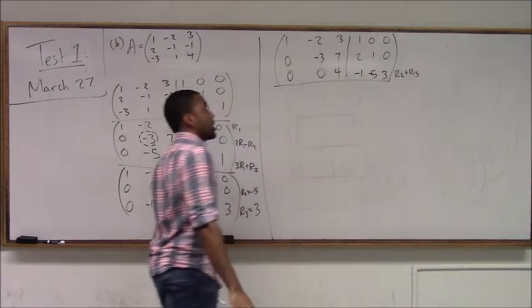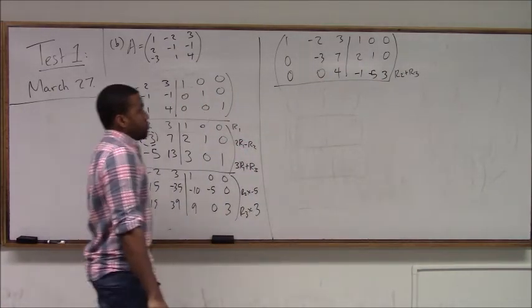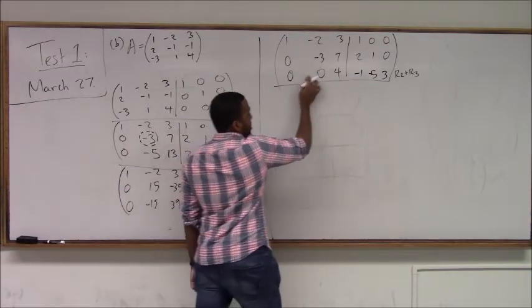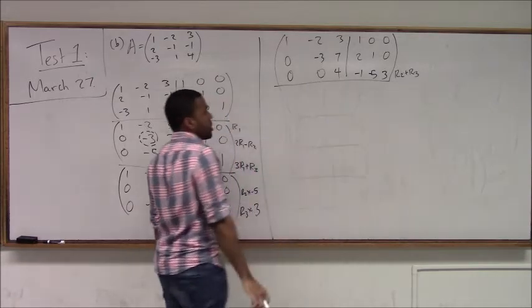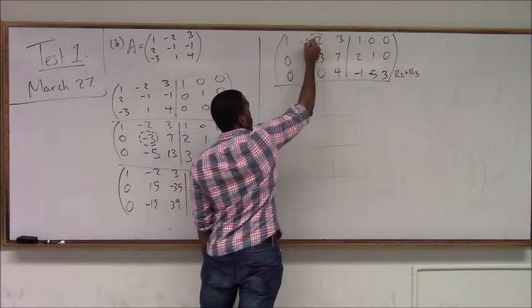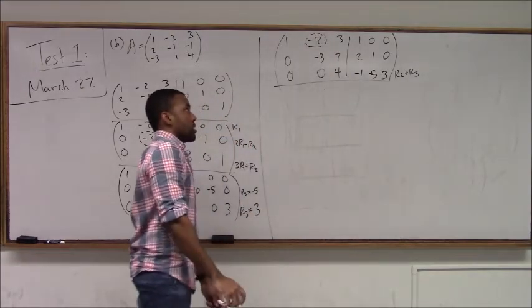So I've created the 0 there. This is fine because eventually I'm going to just divide this row through by 4, but let's actually just move up to row 2 and try to now create that 0. How can I do that?